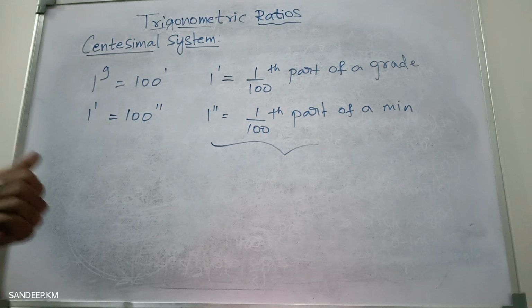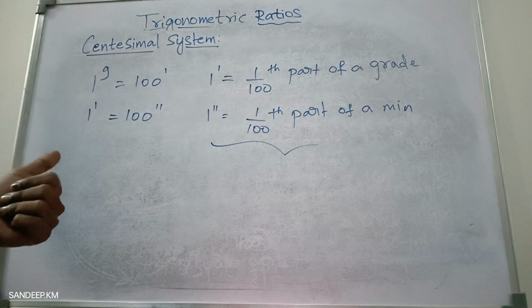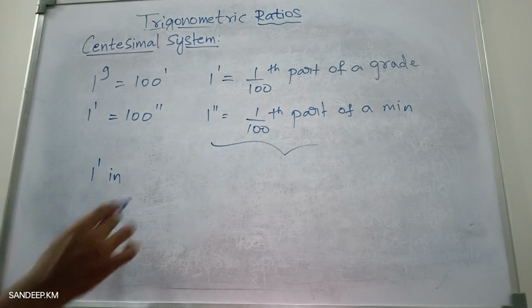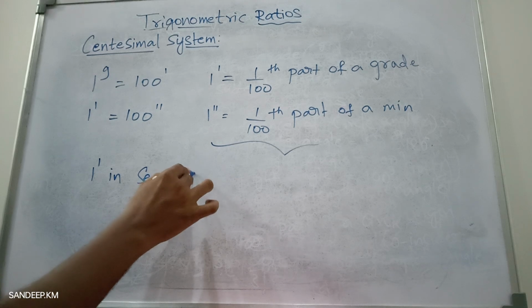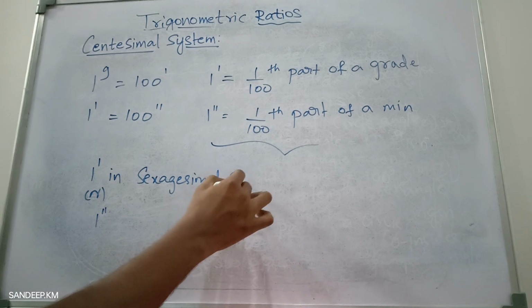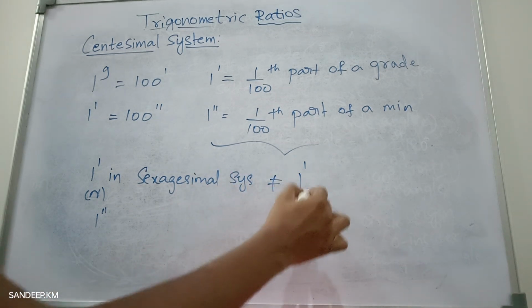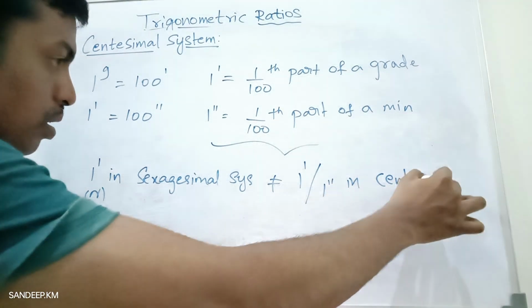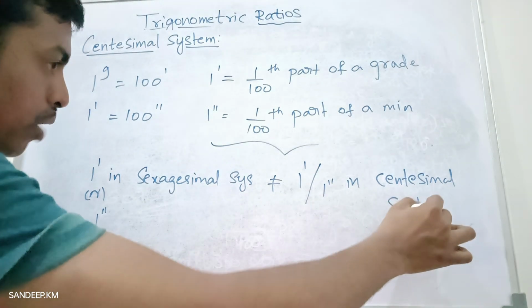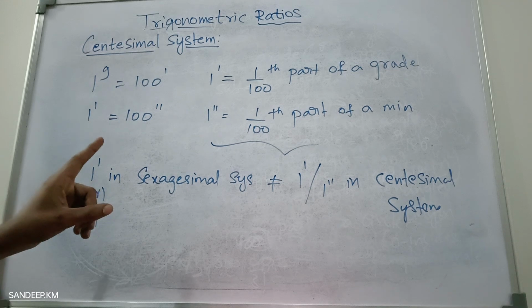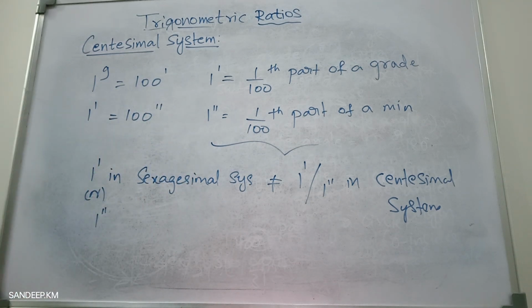Now you have observed one thing. In the sexagesimal system also we had minutes and seconds, and in this centesimal system also we have minutes and seconds. But you have to remember one thing. 1 minute or 1 second in the sexagesimal system is not equal to 1 minute or 1 second in the centesimal system. This is a very important note. So 1 minute in the sexagesimal system is not the same as 1 minute in the centesimal system.